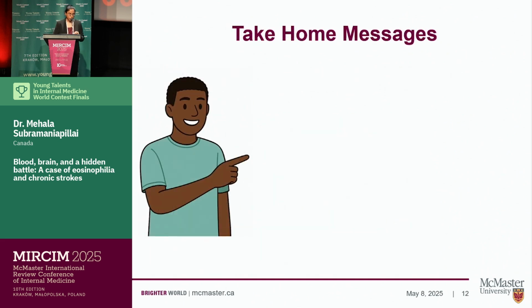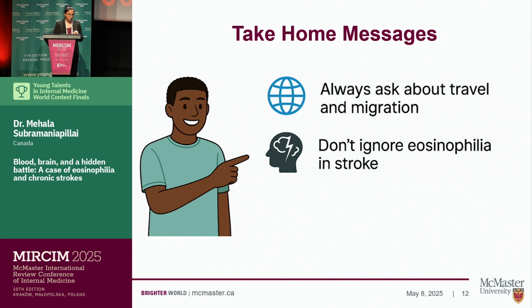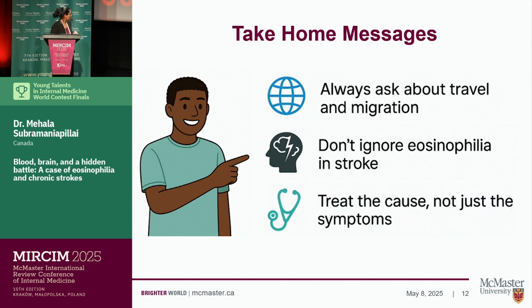So what can we learn from John's case? One, think beyond borders. Parasitic infections like schistosomiasis may lurk quietly in the background, especially in patients from endemic countries. Two, eosinophilia is never just a number. Persistent elevations, especially with organ involvement, demand a thorough workup. And finally, not all strokes are vascular. In young patients without traditional risk factors, it's important to consider other causes, like hematological, autoimmune, and infectious causes.